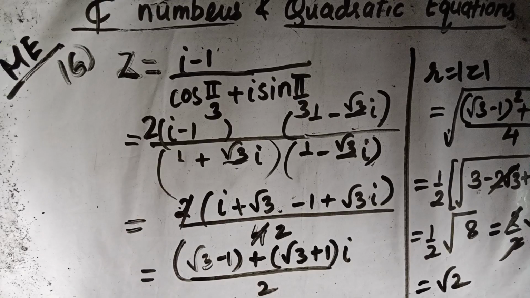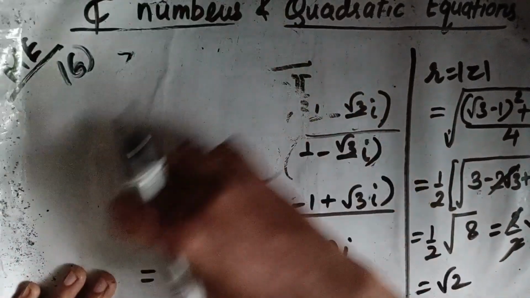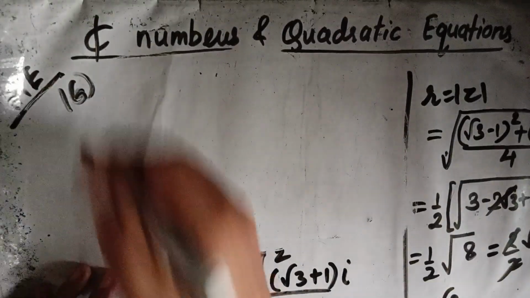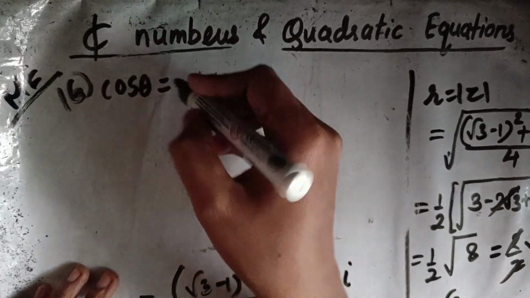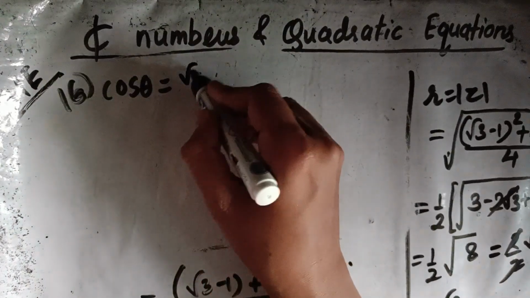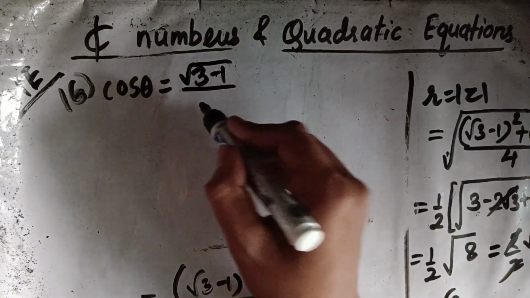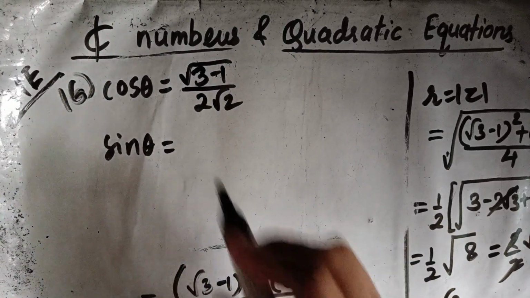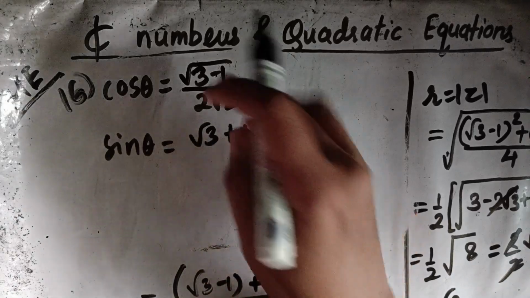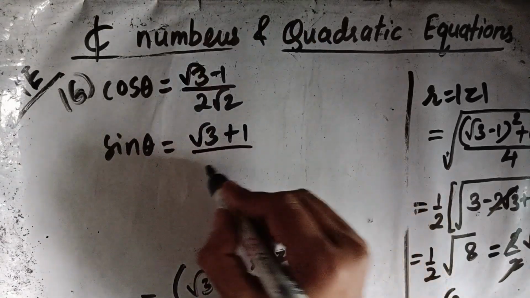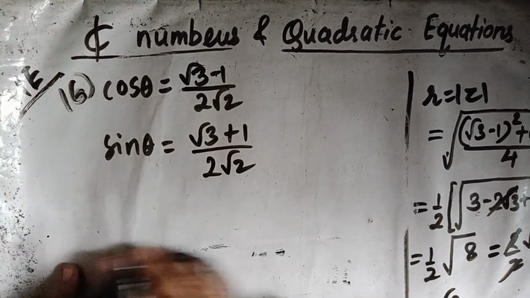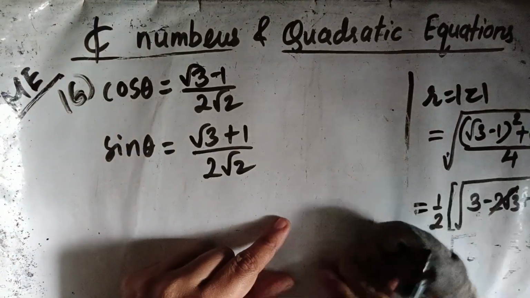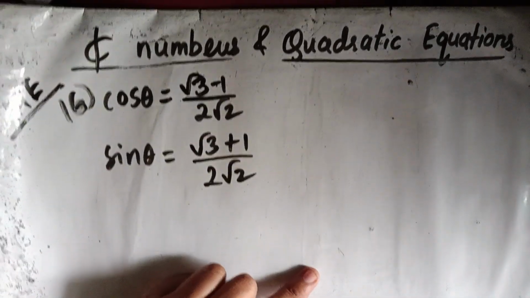Now finding cos theta. Write cos theta and sin theta. Cos theta is root 3 minus 1 upon 2 root 2, and sin theta is y by r, root 3 plus 1 upon 2 root 2. Now we have to find theta. The problem here is they have given it in a complex, very complicated form.